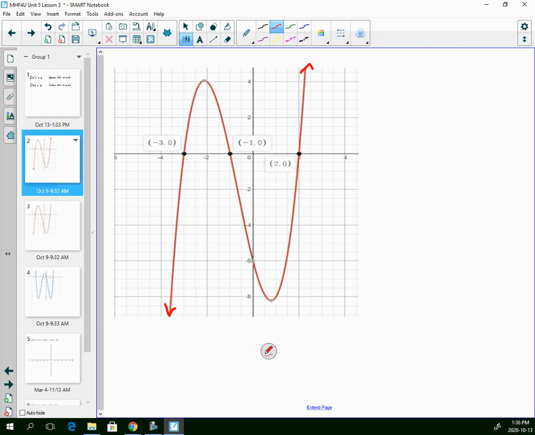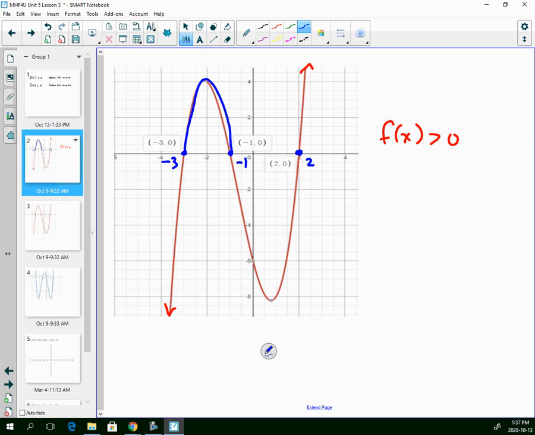So what I want to know is where is the graph above the x-axis? Well, if I have a picture, it's pretty easy to tell. I can see where the graph sits on the x-axis by looking at the x-intercepts. So I know it sits on the x-axis at -3, -1, and 2. Where is it above? Well, it's above here, in between -3 and -1. So how do I write that? Well, I write that as an interval.